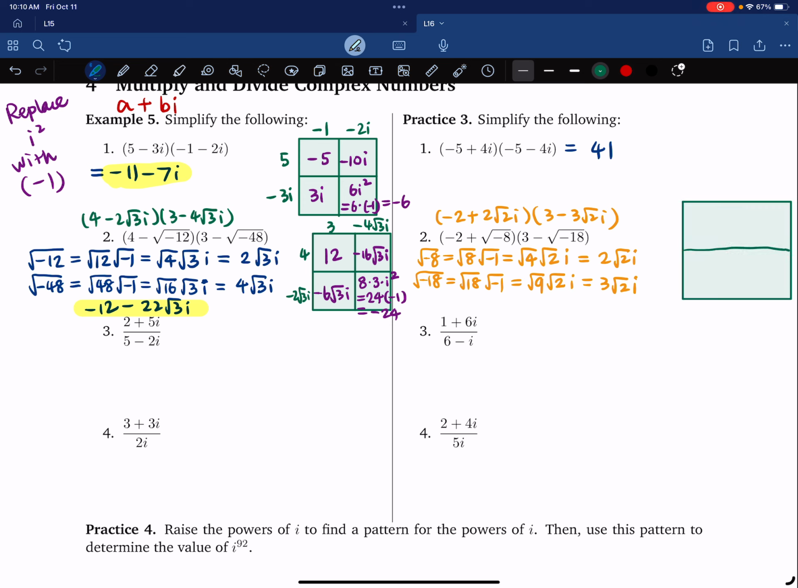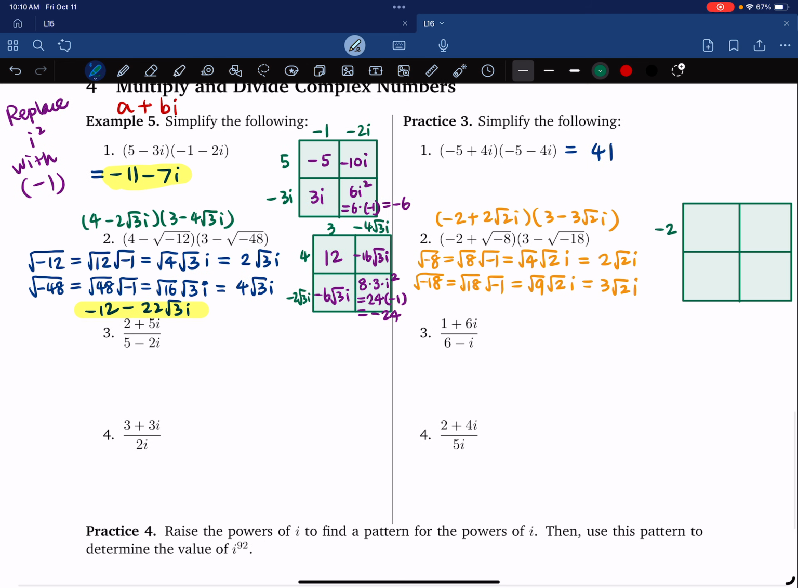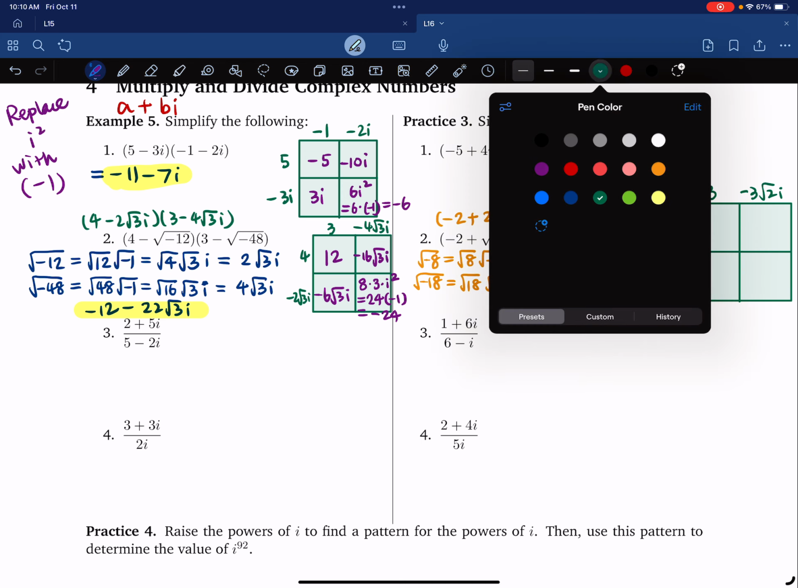And divide the sides into 2. And then you write down the real and the imaginary. So the first one is negative 2, and then positive 2 radical 2i. The second number is 3, negative 3 radical 2i. Okay, and we set it up.